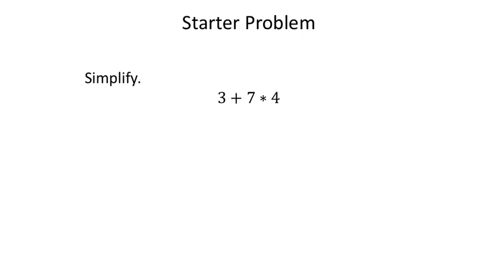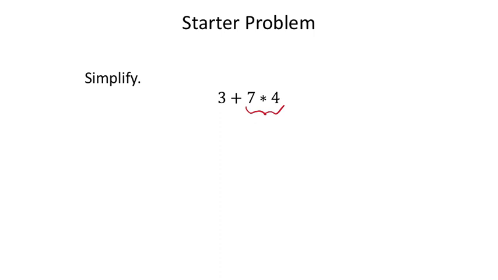This is our starter problem for the day, and this is just an order of operations type problem, which you have to remember. You have to do parentheses first, but there is no parentheses in this problem. And then you'd look for any exponents, but I don't see any exponents in this problem. So I move to multiplication and division, and yes, there is some multiplication here between the 7 and 4.